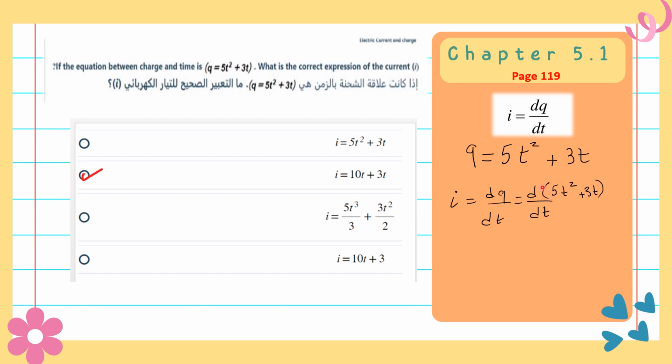We studied this in term 1. And here 3t will be transformed to 3. So that's the derivative where I is equal to 10t plus 3. Why is it 10? Because 2 multiplied by 5 is 10 and the power is reduced by 1, so 2 minus 1 is 1. So here there is power 1, but we don't write it. Plus 3. Okay, so that's equivalent to that option.